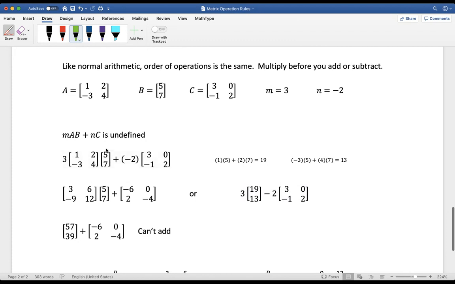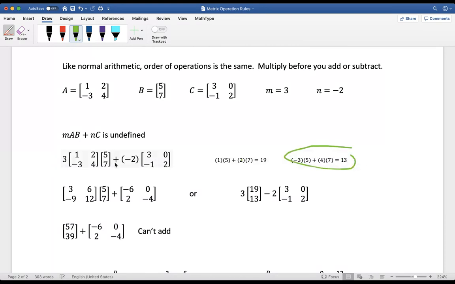So row 1 times column 1 gave me 19. There's no second column in the second matrix, so I go to this next row. I'm going to do row 2, which is negative 3, 4. And that should be a negative 3. Oh, no, sorry, I'm over here. That's correct. Sorry, I'm looking at this one now.